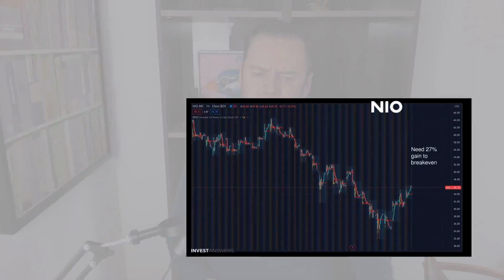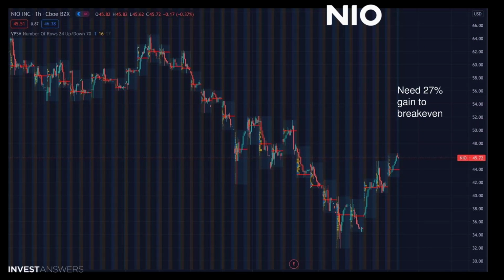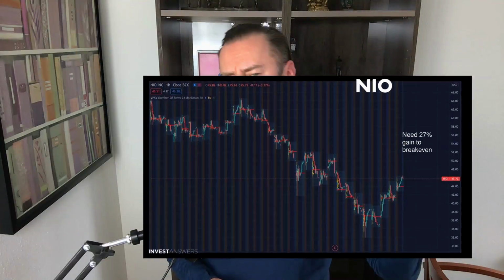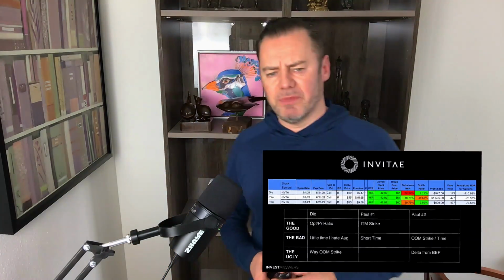Quick look at the chart. It's an ugly chart. Basically, the stock needs to go up 27% to get to break even. It can do it because it's an EV maker, but I don't know. Maybe there would have been better ones.